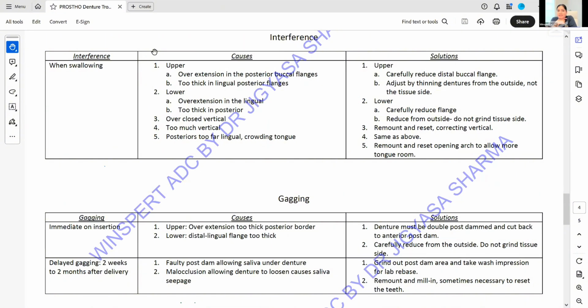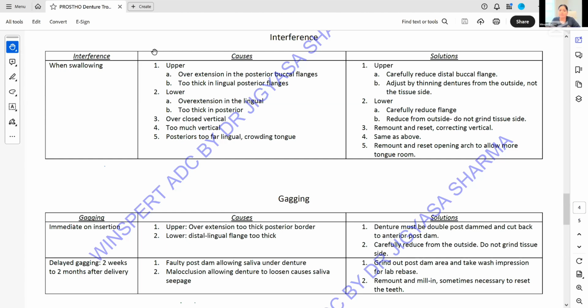Interferences when swallowing. When the swallowing problem is associated with the dentures, it's mostly involved in the posterior aspect of the dentures. In the upper, it would involve the buccal flanges, and in the lower, it would be an overextension of the lingual flanges. In both situations, check the overextensions and reduce the thickness if it's over thick also.